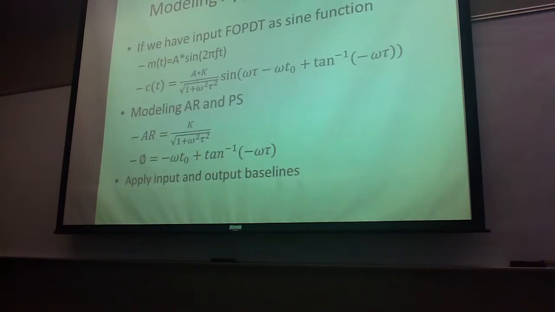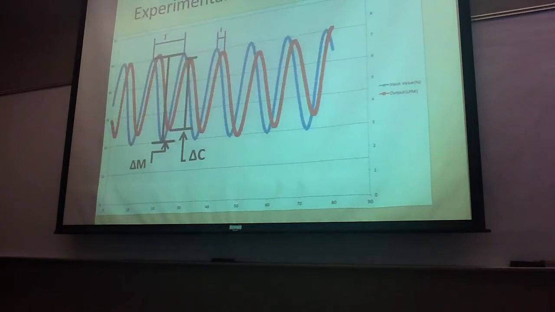To model it, we use some equations that were given to us for the input and the output, adjusted with our baselines, which is not shown in here. And then to model the amplitude ratio and the phase angle, we can use the bottom two equations. And as you can see, we did adjust it for our input and output baselines.